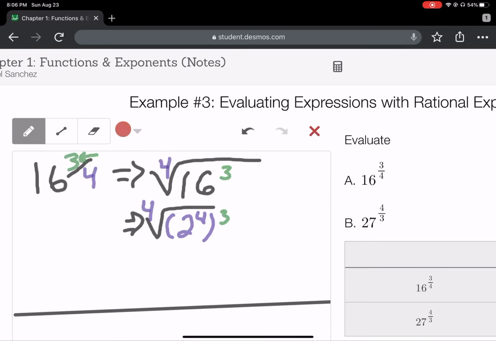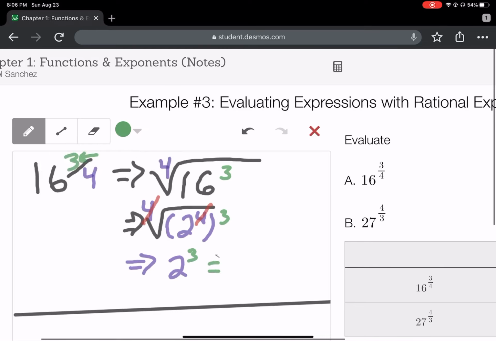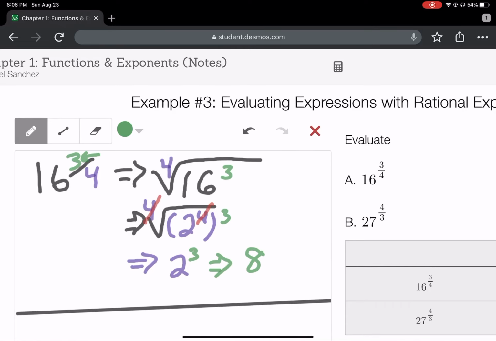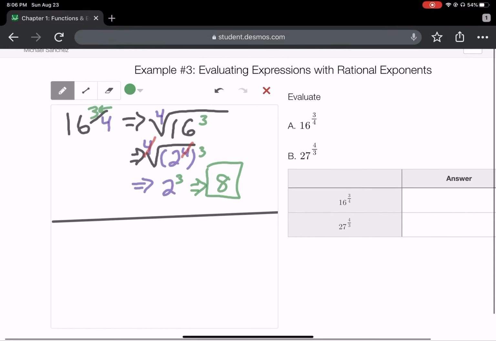All right, so then what happens is the same thing goes. Our index cancels out with this exponent. So then all I'm going to be left with is this 2 to the power of 3. So then I can simplify that to be 2 times 2 times 2, which is 8. Okay, so our answer for this one, 16 to the power of 3/4, is 8.